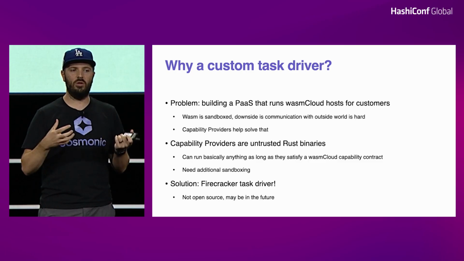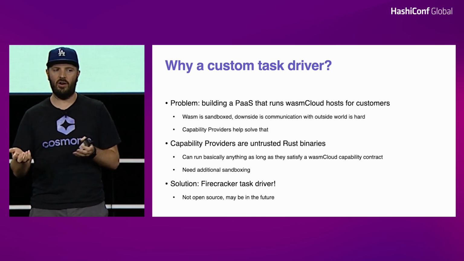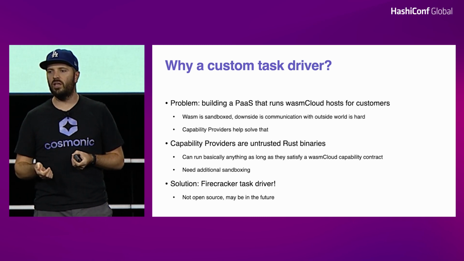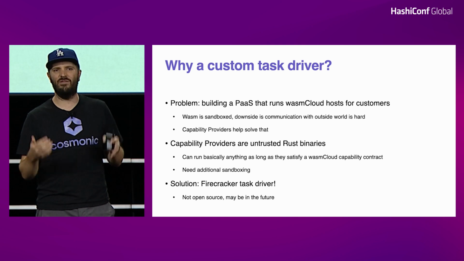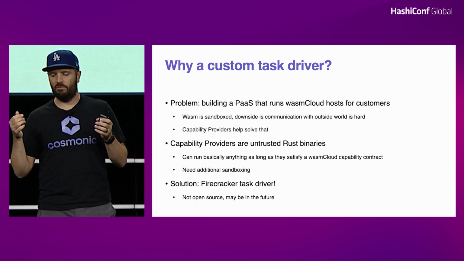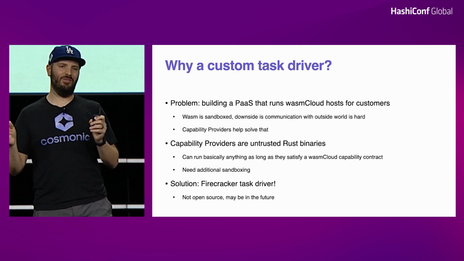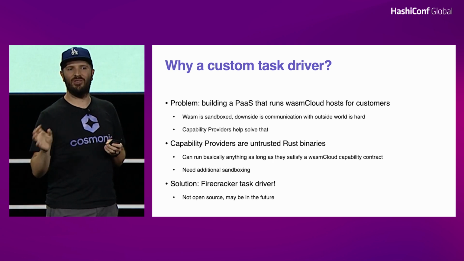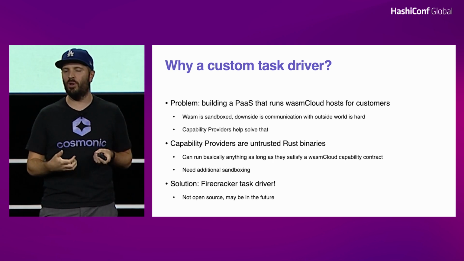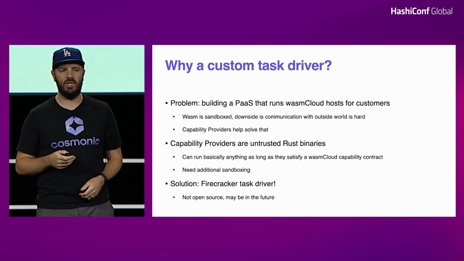So we said, well, how do we make it so that these untrusted Rust binaries that can basically run anything that they want to, as long as they're satisfying what we've specified as an interface, how do we do that? And that's where the Firecracker task driver came in. And really, we intend to open source this. Right now, it's very, let's say, specific to us. You know, that stage when everything's hacky and you've made it just very much for your system. But we want to open source this.